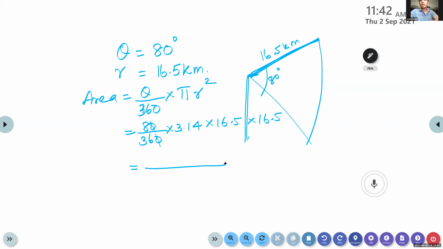Then we can take pi as 22 by 7. Here it is given in the question that pi is 3.14, that is why we substitute that value. If it is not given, we can substitute 22 by 7. If it is given, you should substitute that value itself.